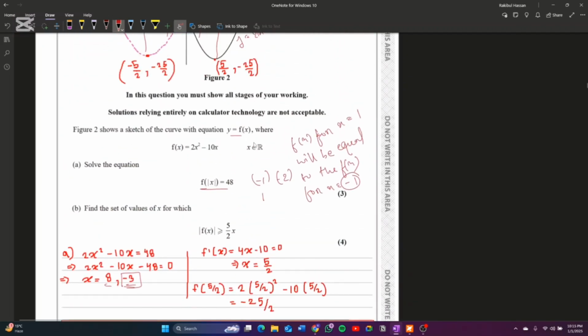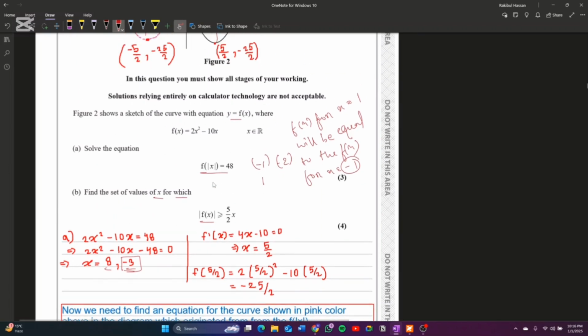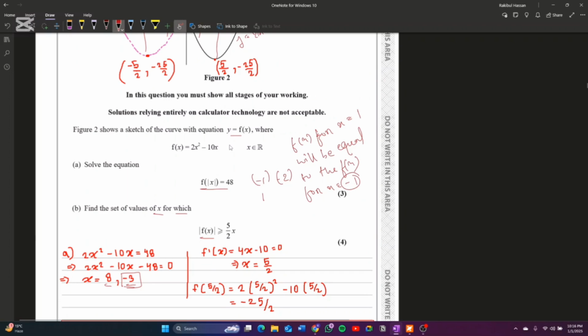Okay, then we move on to number B, which says find the set of values of x for which modulus f of x is greater than or equal to 5 by 2x. Okay, since it's modulus, the f of x can be either this value or the negative value, which means it can be minus 2x squared minus 10x, and it doesn't make a difference since it's covered by the modulus sign.